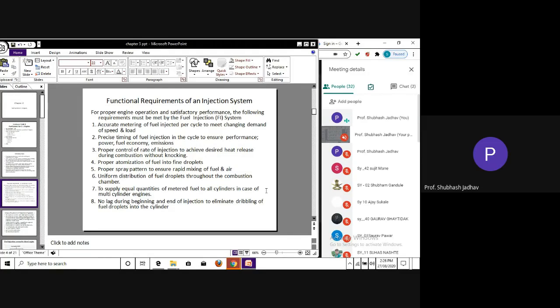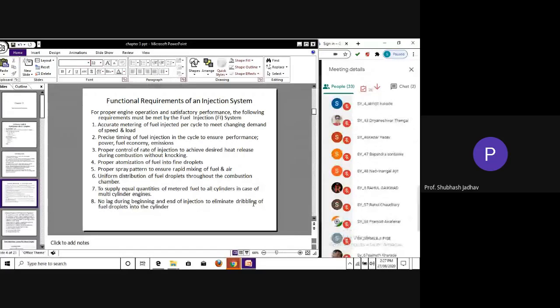You know that the temperature inside the combustion chamber is very hot, and pyrolysis of the droplet may happen, and the fuel droplet will be converted into carbon. If it gets converted into carbon over the tip of the nozzle, that carbon will be deposited in the holes of the nozzle, and the nozzle may get choked. So in order to prevent that, no lag during the beginning and end of the injection is very important. In other words, the dribbling has to be eliminated. We don't require any dribbling in a CI engine fuel injection system.